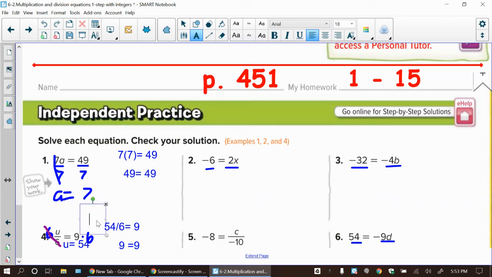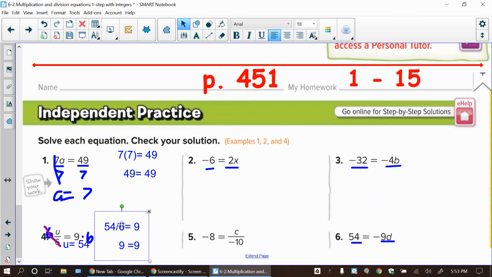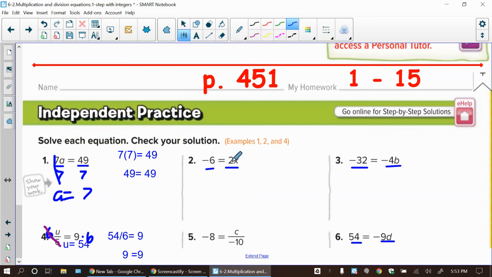Okay? And then if you get any other questions, please reach out to your teacher to get any clarification. But these should be fairly simple. You are either multiplying or dividing on all of these. Okay, so do the opposite of what you see. You see multiplication, even though that x is on the right side, I know because x has this 2 attached to it, I'm going to divide by 2. Okay, and then solve and check your work.